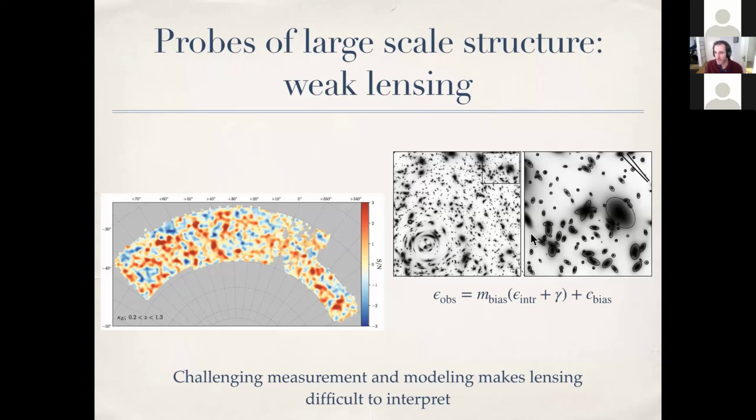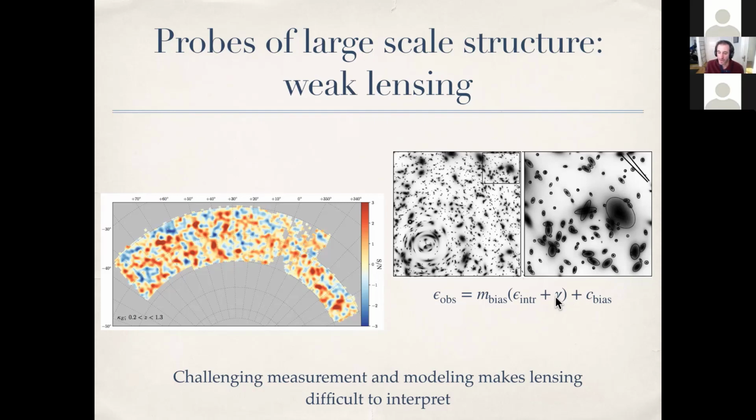That all sounds very fine and good, but in practice, this is an incredibly difficult measurement to make. We're measuring these observed ellipticities of galaxies, and the galaxies themselves have intrinsic ellipticities. They're not spheres. And these intrinsic ellipticities are of order 20 or 30%.